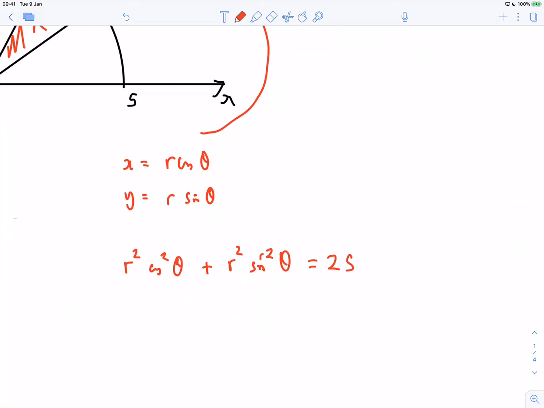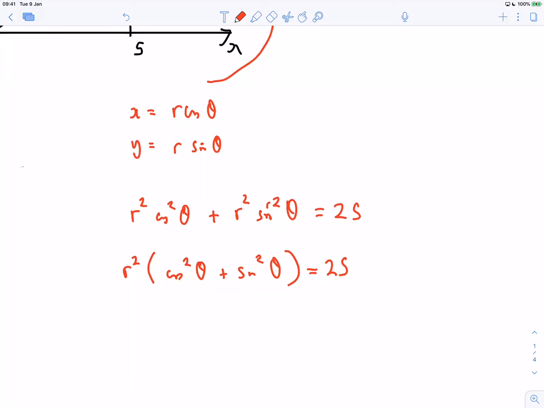I notice that there is a common factor of r squared, so this is r squared lots of cosine squared theta plus sine squared theta. And then, pretty obviously, cosine squared plus sine squared, we should know from our trigonometric work earlier on, just equals 1. So in polar coordinate form, r squared equals 25, and since r has to be a positive quantity, that just means r equals 5.